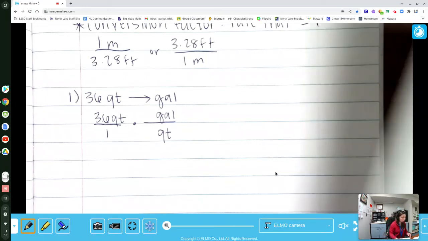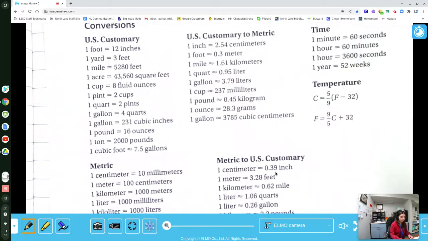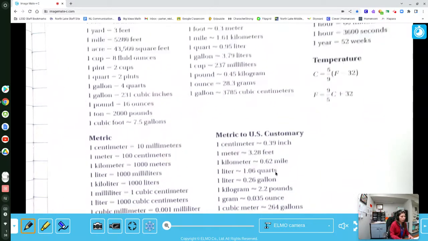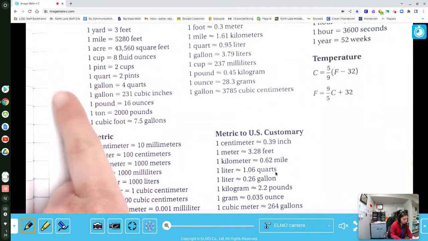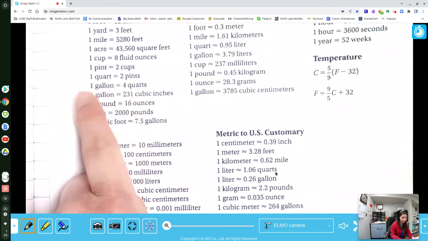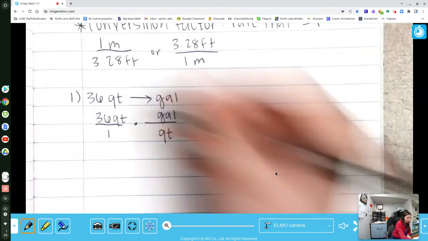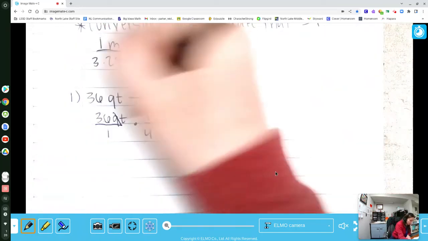So I'm going to look on my reference sheet for gallons and quarts. Okay, looks like I found right here 1 gallon is 4 quarts. So I'm going to use this information for my conversion factor. 1 gallon and 4 quarts. Those are equal to each other. And now I'm just going to multiply these. So I am going to cross cancel my quarts with each other.